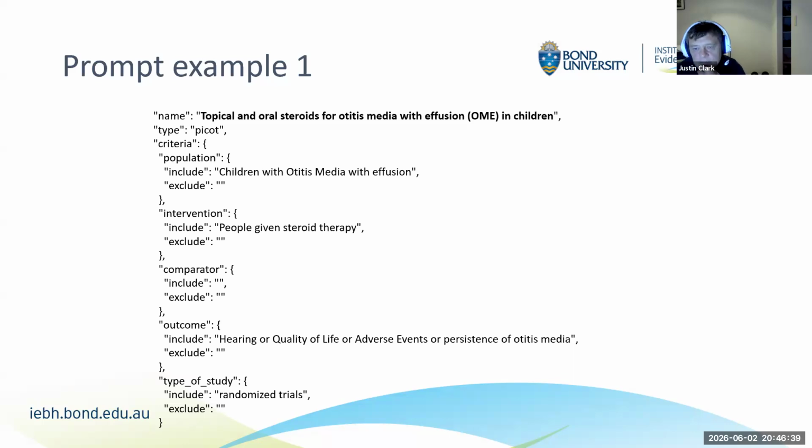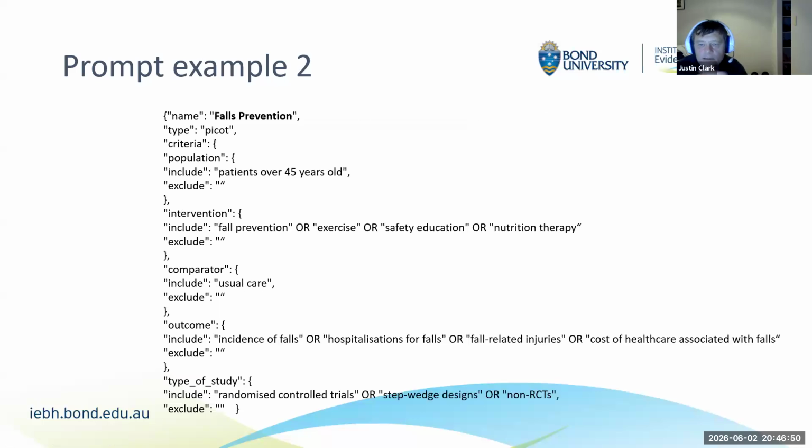Children with otitis media with effusion, and then people given steroid therapy. We have our outcomes here in quality of life, adverse events, and then randomized trials. So that's actually what the prompts look like. This is the second prompt example. This is the falls prevention review, where they looked at how to try to help prevent falls in older people.